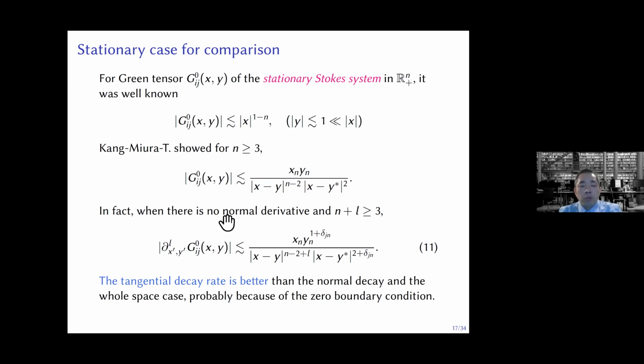Moreover, when we have no normal derivatives, we just take tangential derivatives in x prime, y prime, we get this kind of estimate. We compare this with this. The tangential decay is better. This is better than this. If we fix xn, yn, this will still have power n in the decay, and here is only power n minus 1. Our intuition is that the better tangential decay is due to the zero boundary condition.